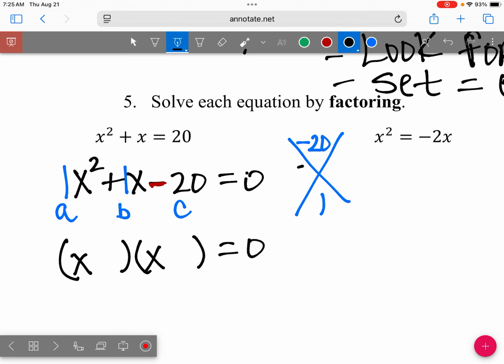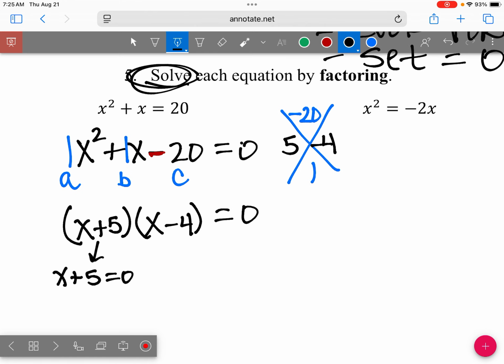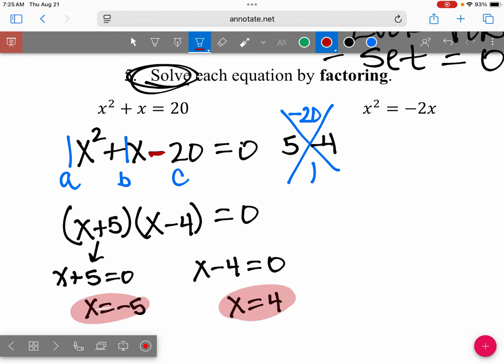So we know that for this one is 5 and 4. Which one of those will I make negative though? The 5 or the 4? The 4. So I'm going to put a plus 5 and a minus 4. Now let's set both of these equal to 0 because it says solve. So if x plus 5 equals 0, subtract the 5, you get x equals negative 5. If x minus 4 equals 0, add the 4, you get x equals positive 4. And that would be your two solutions.